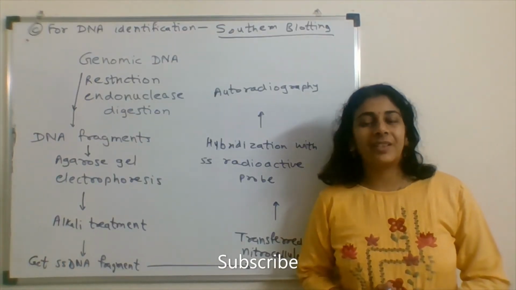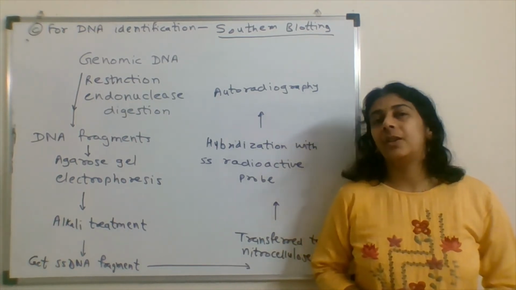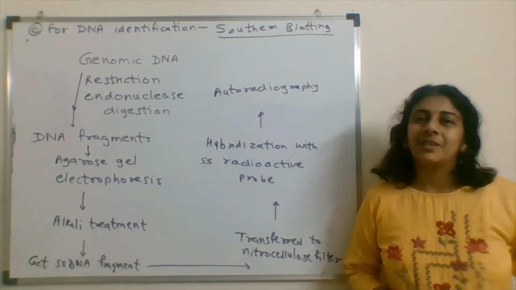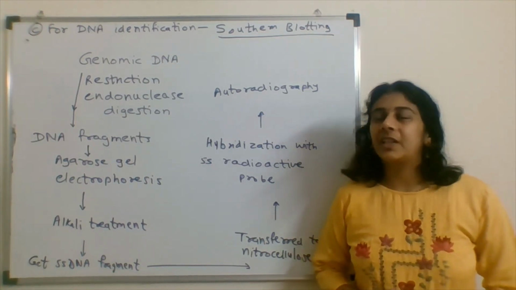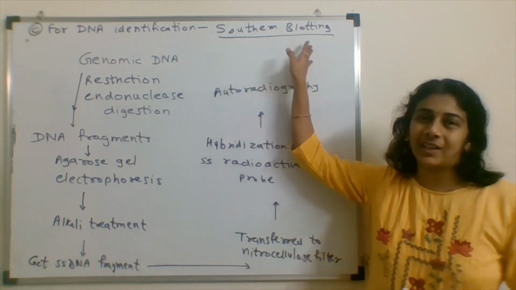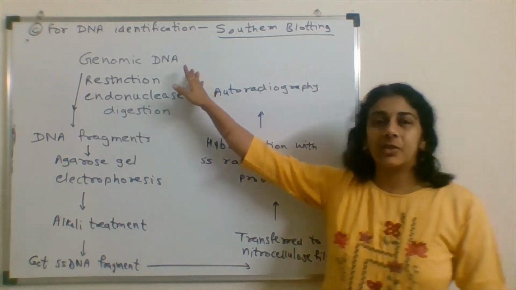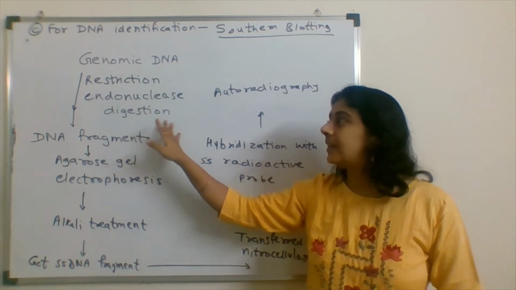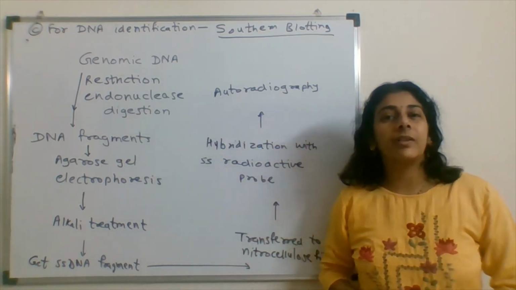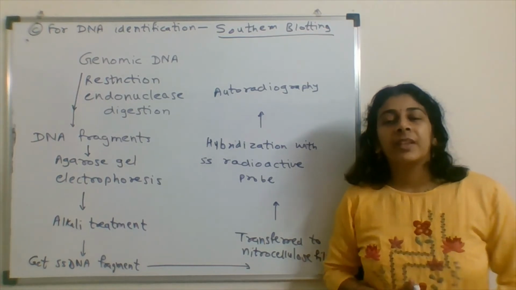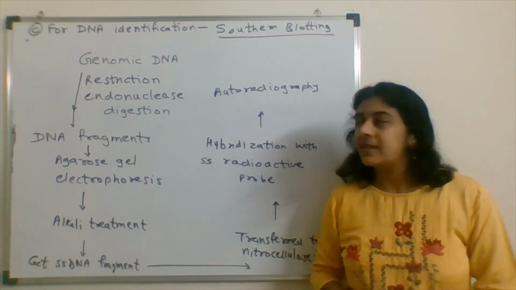Moving further to option C. Option C asks for DNA identification. For the identification of DNA, we use the Southern blotting technique. What do we do here? First, genomic DNA is taken and digested with a restriction endonuclease. So it will give a number of bands.